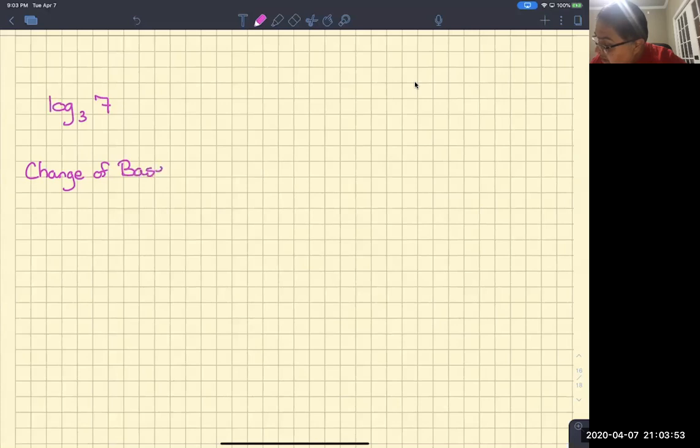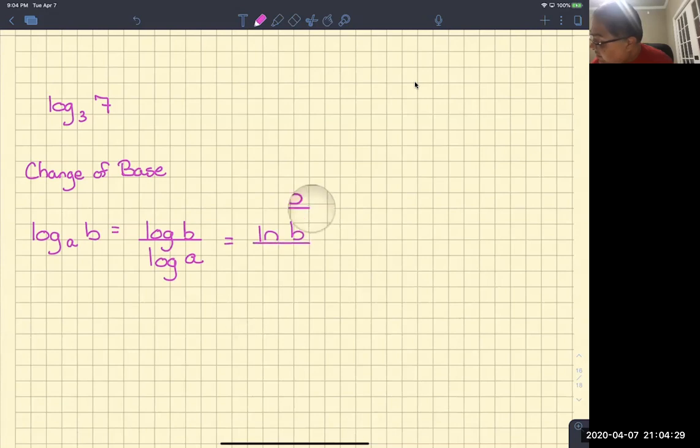So let's see what the change of base form says. The change of base form says that if I have a log base a of b, I can convert this to common log by doing the common log of b, remember, common log is log base 10, over the common log of the base of the original log, which is a. And furthermore, instead of common log, I can also do this with natural log: the natural log of b over the natural log of the base, which is a.